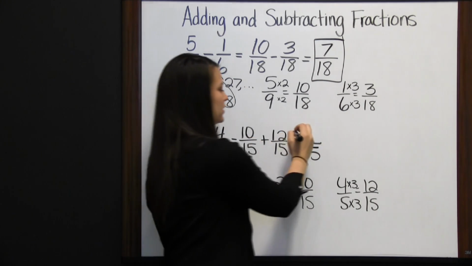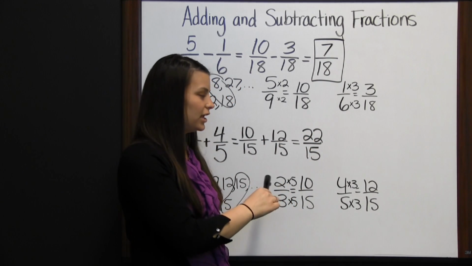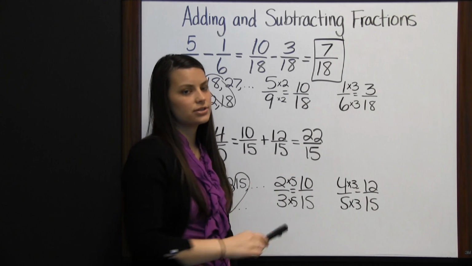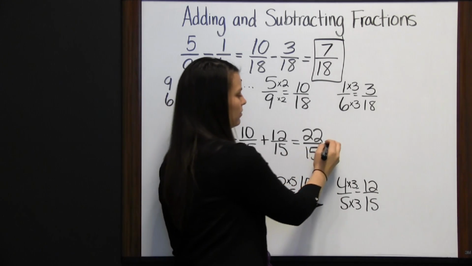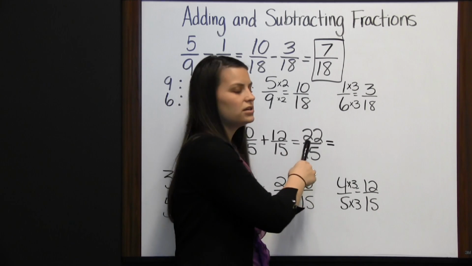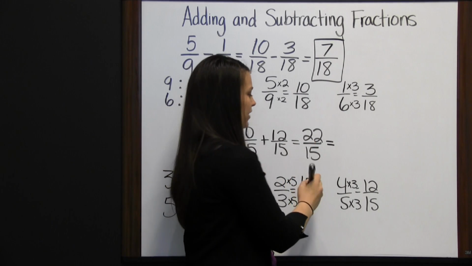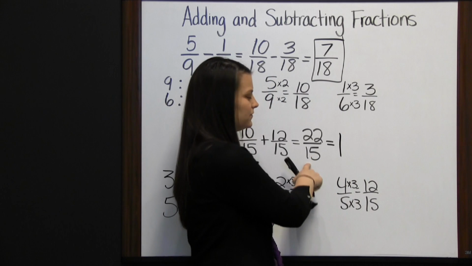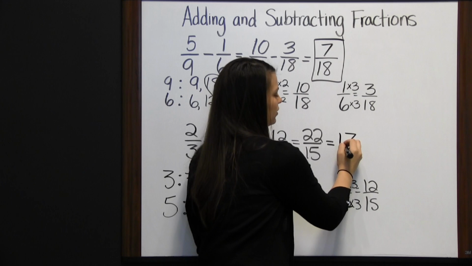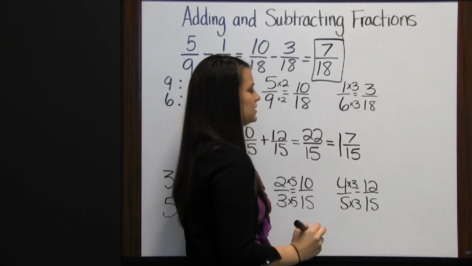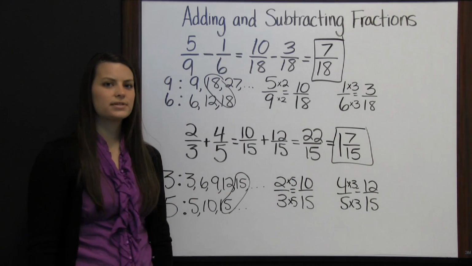10 plus 12 is 22. And this is an improper fraction since our numerator is larger than our denominator, so we'd want to change it to a mixed number. To change this improper fraction to a mixed number, we're going to divide our numerator by our denominator. 22 divided by 15 is 1, since 15 goes into 22 one time, with 7 left over out of 15, and the denominator stays the same. So 1 and 7/15 is our result.